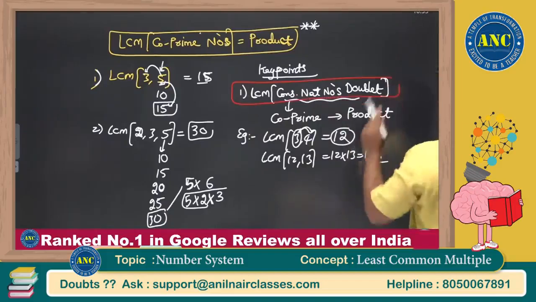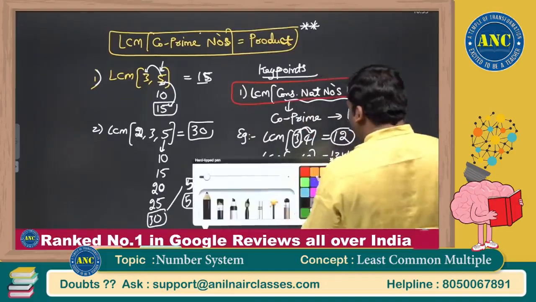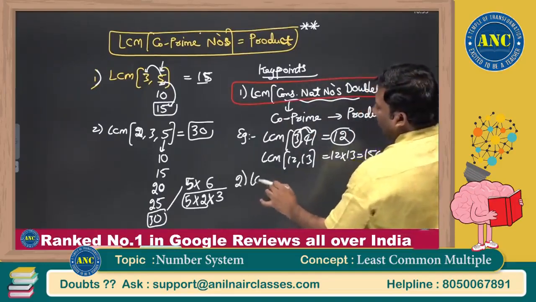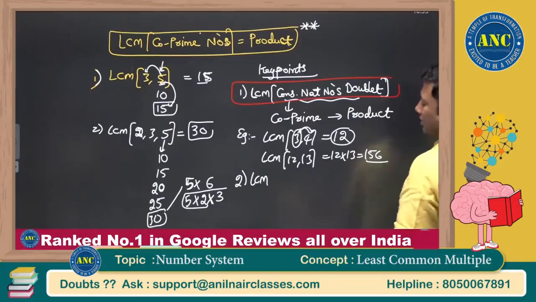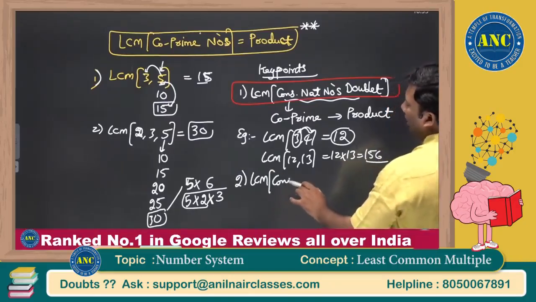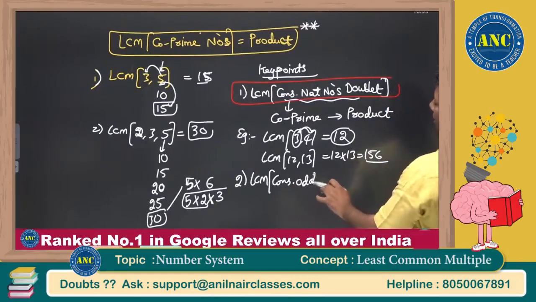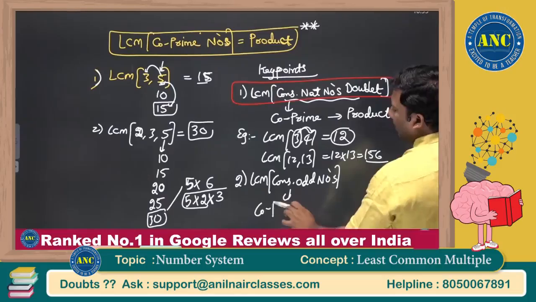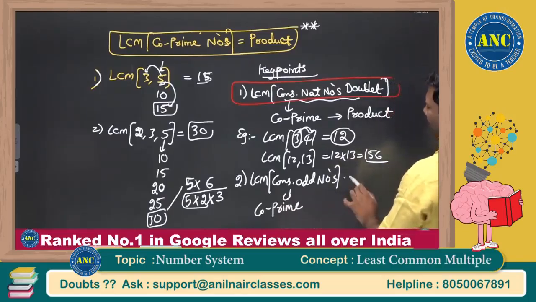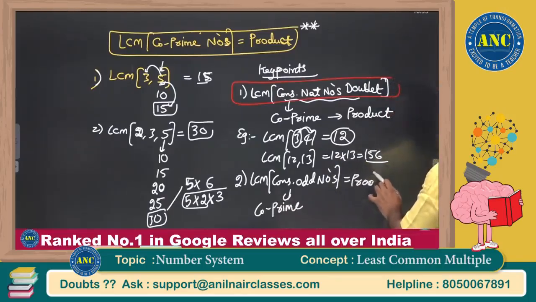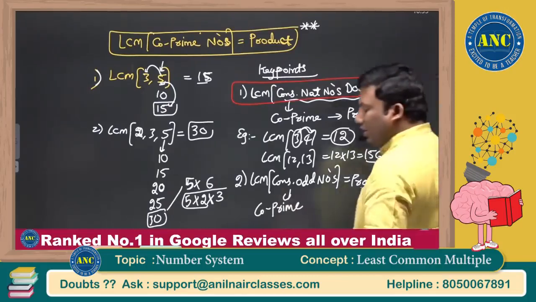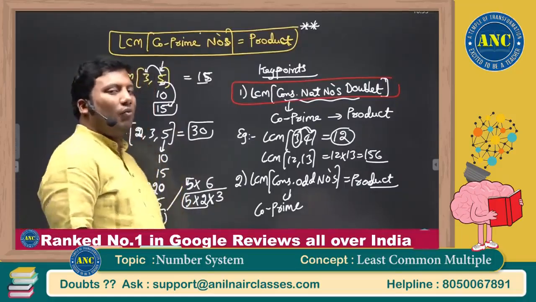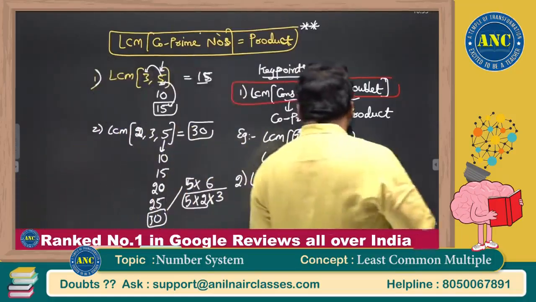LCM of consecutive natural numbers is always co-prime. Second point: LCM of consecutive odd numbers. Consecutive odd numbers will also become co-primes, so the LCM is always the product. Take consecutive odd numbers 1 and 3: there is only one common factor, 1. Consecutive odd numbers, a doublet.